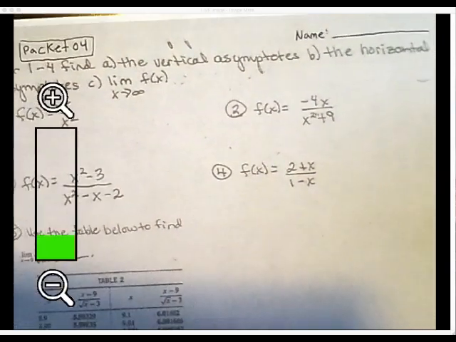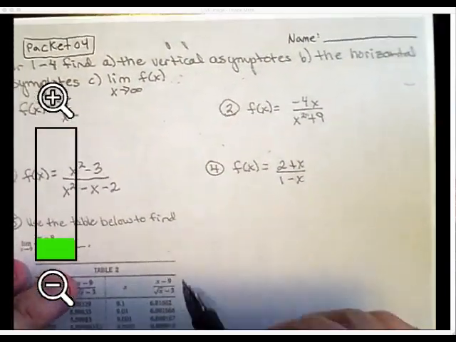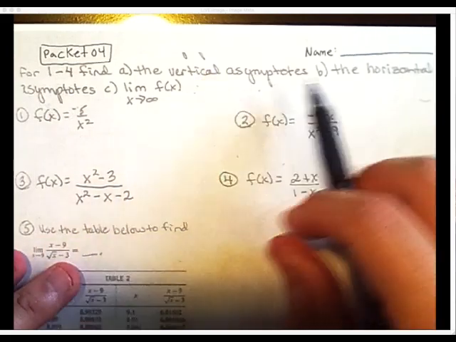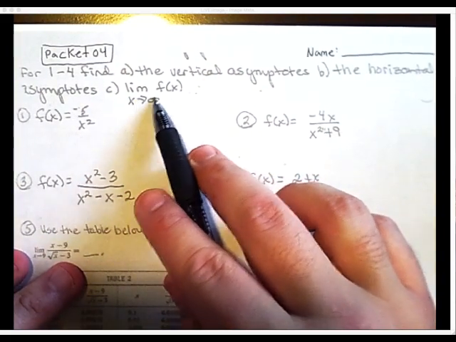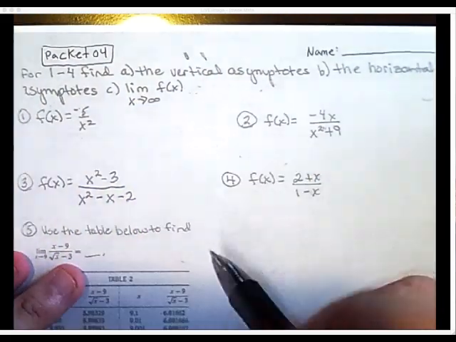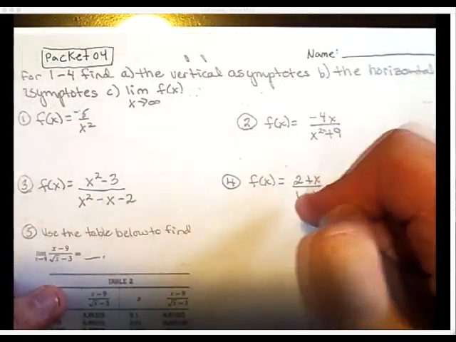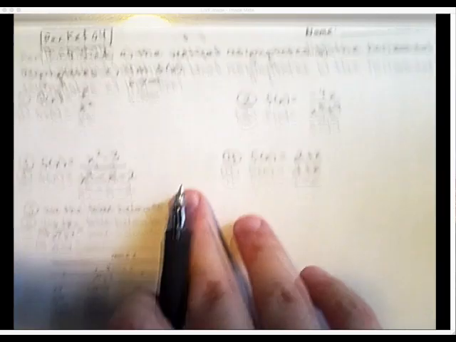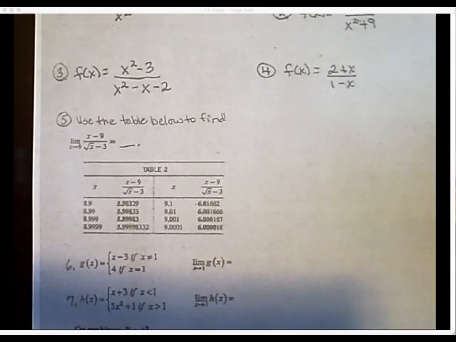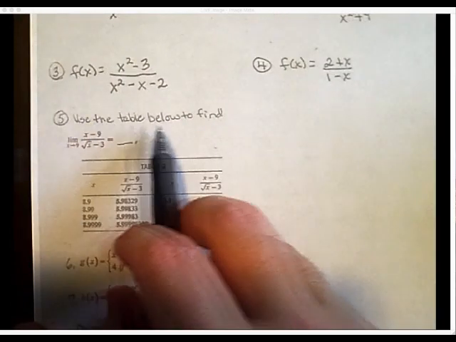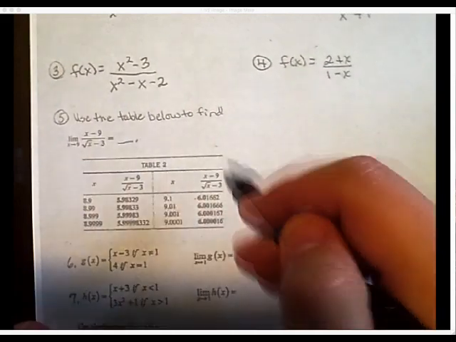So this note card wasn't very long, just 4 examples. Okay, but on the packet here, you're going to do the same thing. It's asking you to find the vertical asymptotes, the horizontal asymptotes, and the limit as x approaches infinity. So you're going to do it the same way, and they give you different functions. You can do it exactly the same way for problems 1 through 4. And in problem 5, it just says use the table below to find the limit of this function.